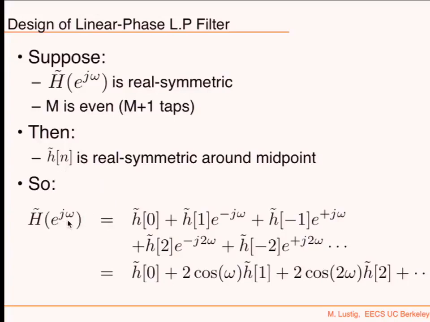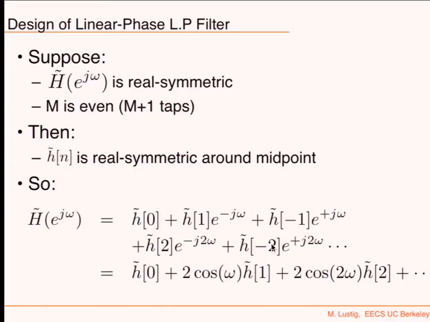So then if we want to compute H e to the j omega, given the fact that H tilde is real and symmetric, I can just write down the frequency response. The frequency response H e to the j omega is the sum from minus infinity to infinity of h of n multiplied by e to the minus j omega n, right? I'm actually just writing down the sum here, and I'm writing it in a different order. I'm starting at 0, and then 1, and then minus 1, and then 2, and then minus 2.